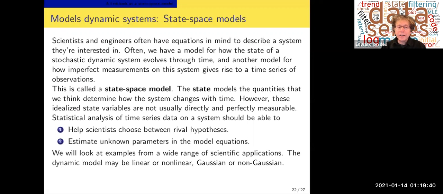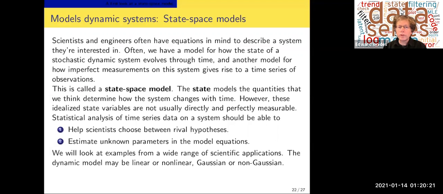Okay, here's a little summary of the second part of the course that we're heading towards, state space models. Scientists and engineers often have equations in mind to describe a system they're interested in. Oftentimes you have a model that describes the dynamics of the system and another model that describes how you can measure it. The measurements are often imperfect and noisy. Sometimes there are variables that you can't measure. When you put all this together, it's called a state space model. And we're going to spend half the course on these things.